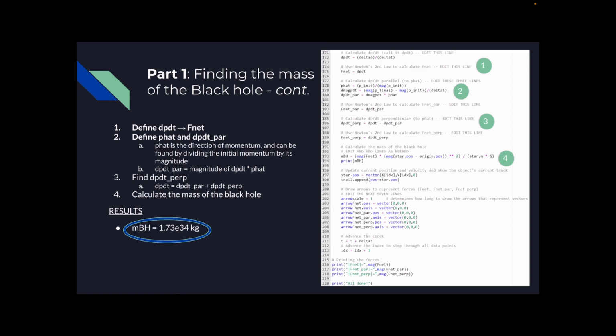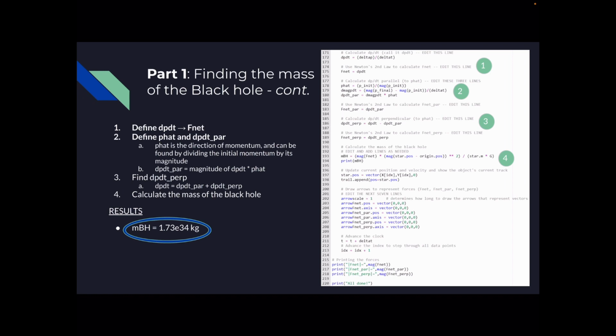Next, we define dp/dt, which is F net according to the momentum principle. Then we define p hat and dp/dt parallel. P hat is the direction of the momentum, and this can be found by dividing the initial momentum by its magnitude. And dp/dt parallel is the magnitude of dp/dt times p hat. To find dp/dt perpendicular, we can use the equation that dp/dt is equal to the sum of both the parallel component and the perpendicular component, and just rearrange that.